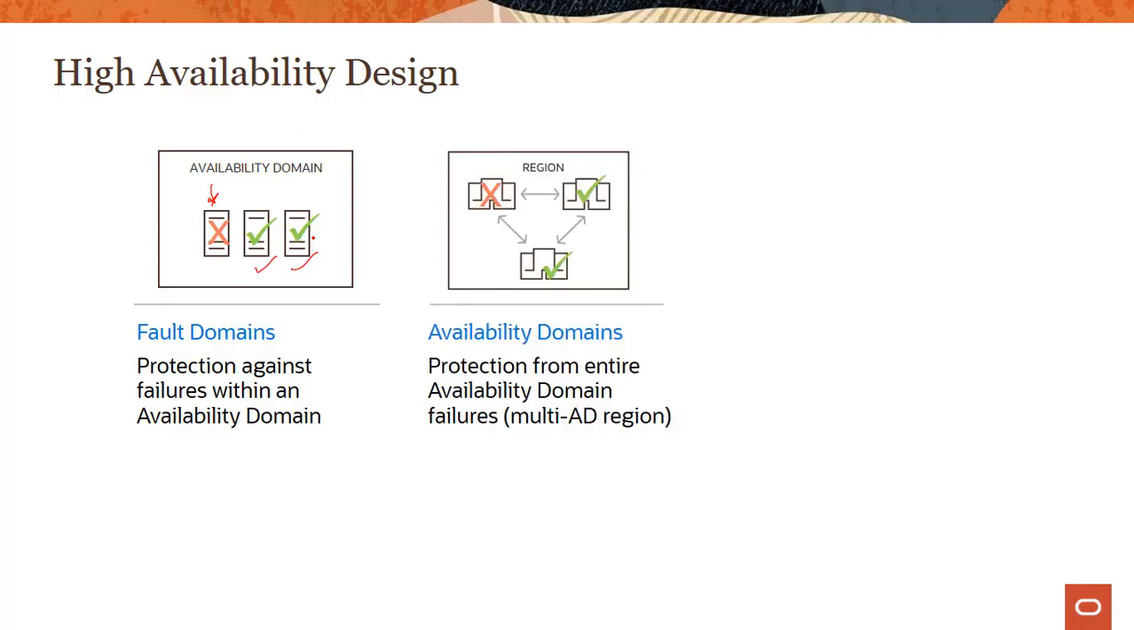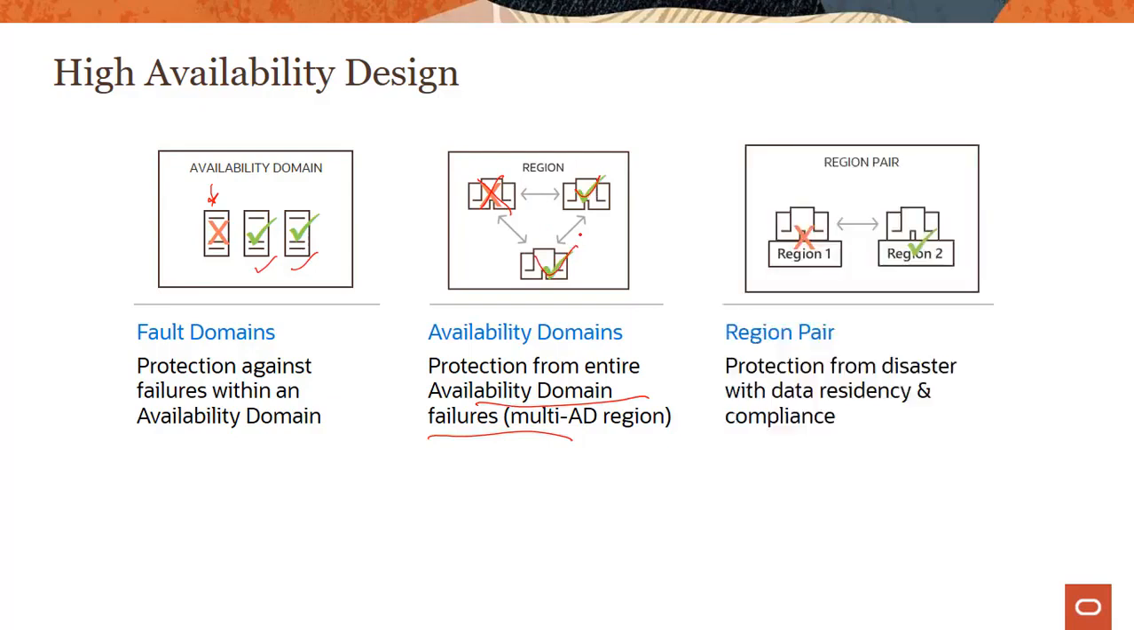Then you have the concept of availability domain, which protects from entire AD failure, entire data center failure. So there's an earthquake, there's a natural disaster, something gone wrong here. So if your region has multiple ADs, your application can still be highly available. And then we have this concept of a region pair. Available in some regions worldwide, and coming soon in other regions, where if a whole region is unavailable, you can still move your applications to another region, copy your data as such, and you can still recover from that disaster, and you can still maintain your data residency and compliance requirements.